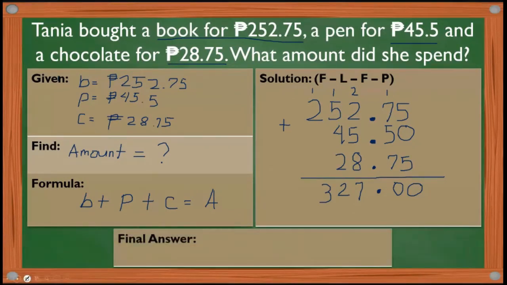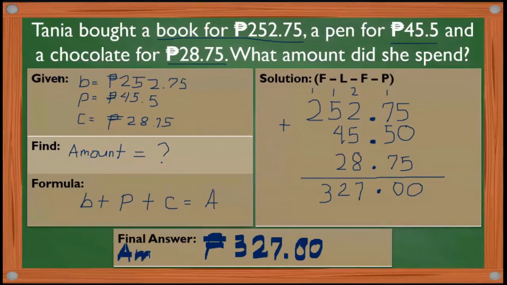No, because you need to make sure about your unit. So our final answer is, since the problem or the given numbers use peso sign, so kailangan sa final answer mo, meron kang peso sign. And then write 327. And then lagay mo dito sa unahan, amount. Kasi yan yung hinahanap natin sa find.